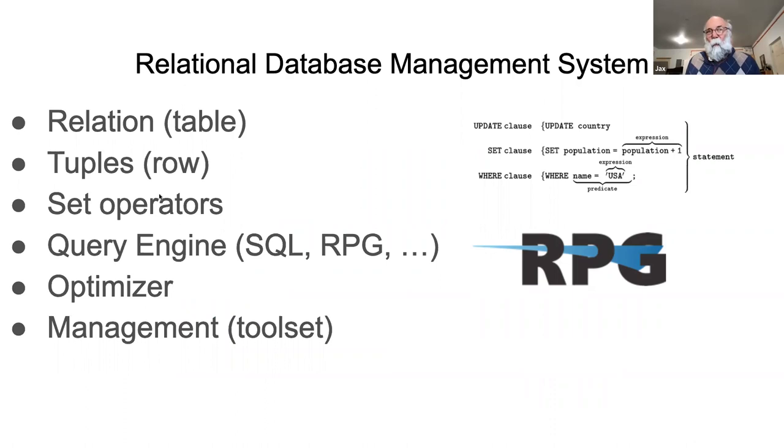You have a relation, a table. You have tuples, that's a row in a table. You have set operators and joins and things like that. You have a query engine, you have an optimizer, and you have a management tool set. And SQL is one of these relational database management systems. And RPG, which is kind of like the assembly code for a database management system, still exists in the IBM world. You can either just access the rows mechanically going row by row, or you can use SQL, and you can join tables and get result sets. And that's how relational database management systems work. And an awful lot of the science of it is figuring out how to break things apart into separate tables and how to join them when you need to do so.